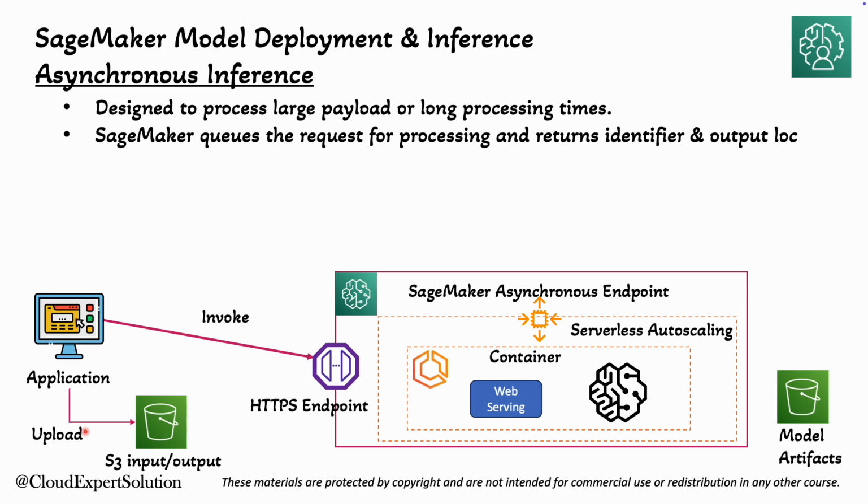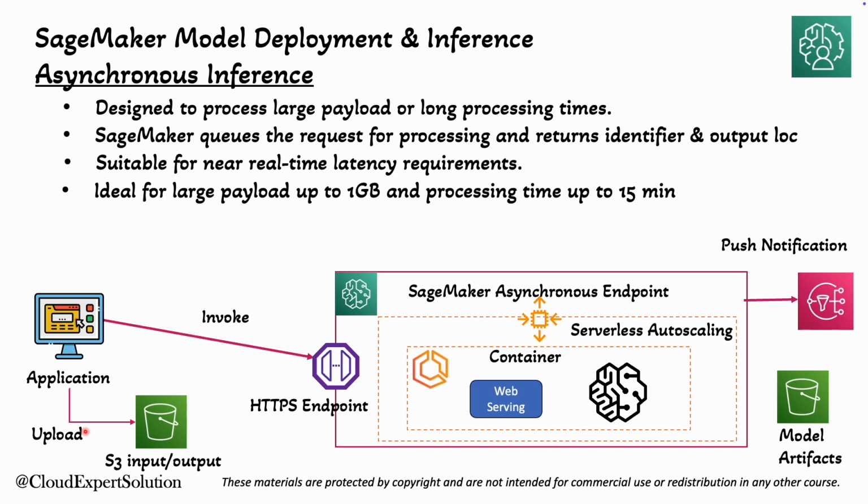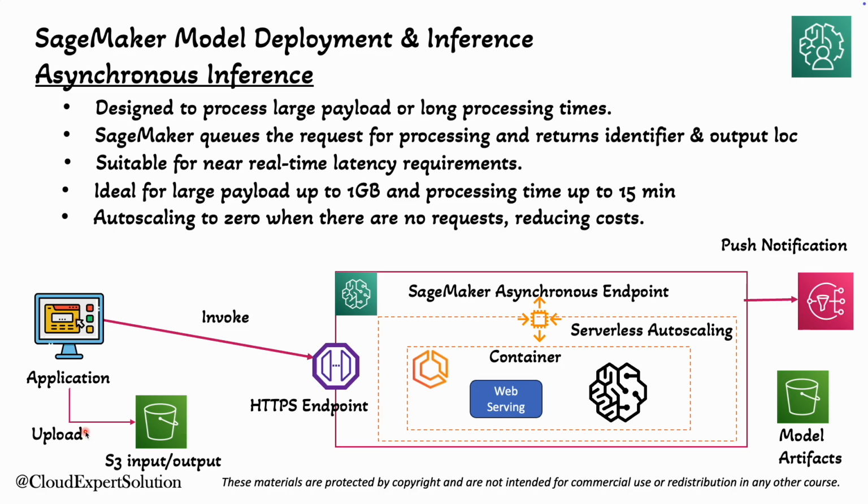Then Amazon SageMaker will process the request and place the result in the specified S3 output location. You can also optionally configure Amazon SNS for push notifications, and you can receive success or error notifications via Amazon SNS. Asynchronous inference is suitable for near real-time latency requirements. This model is ideal for large payloads up to 1 GB and if your processing time is up to 15 minutes. Asynchronous inference can auto-scale to 0 when there are no requests, and that is how it can reduce the cost.